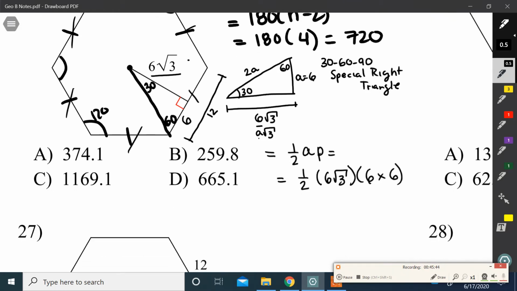Alright, 6 times 6 times 6 times the square root of 3, divided by 2. I get 180. Did I do something wrong here?